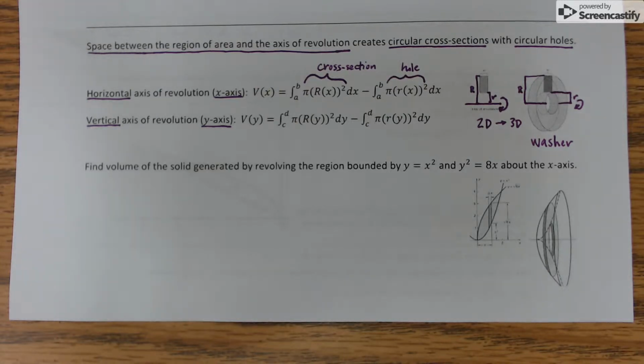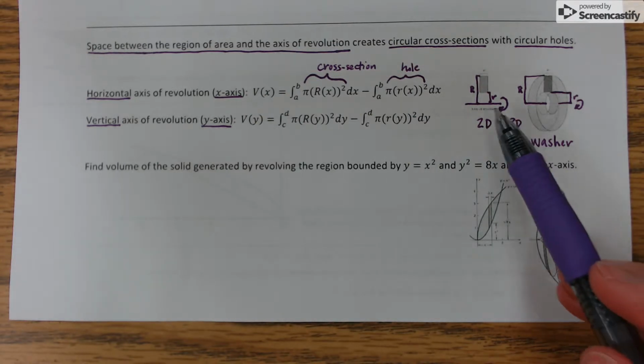In this video, we're going to continue finding the volume of three-dimensional objects that are created when two-dimensional regions are rotated or revolved around an axis. The difference between these solids and the ones that we looked at in our last video is that there is going to be space between the region of area and the axis of revolution.